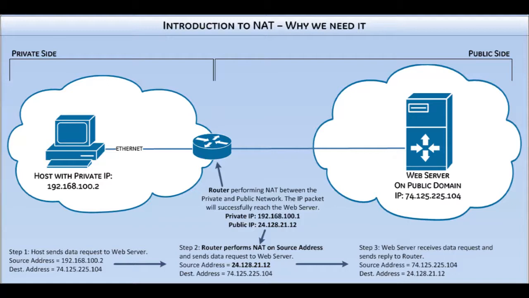Once the source address is changed to a public IP address, it is now routable on the public domain and can reach the web server. When the web server sees the packet, it replies back to the router's public IP address, as shown in step 3. This NAT functionality ultimately allows an entire private network to live off of one public IP address.